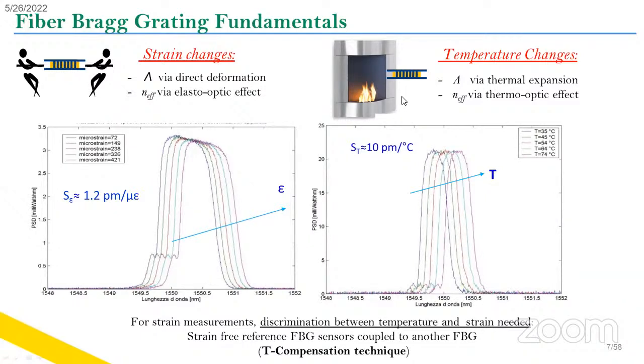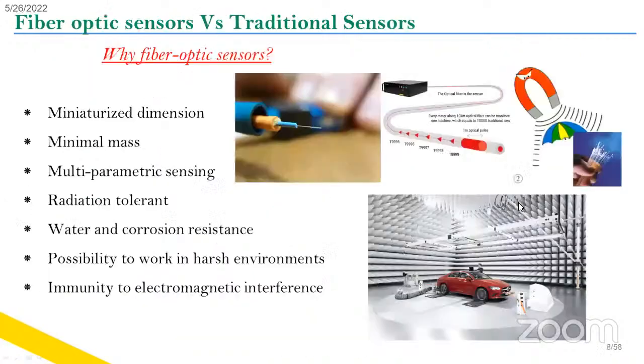And also when temperature is applied to the sensor, there is thermal expansion and also the thermo-optic coefficient. The thermo-optic coefficient is nothing but the refractive index change of a material when there is a change in temperature. So it depends on the temperature. The refractive index of a material will change according to the temperature. Based on these categories, we are able to monitor temperature change as well as the strain change.